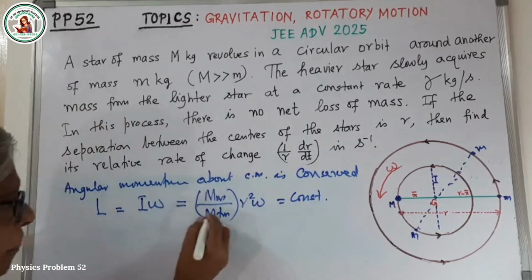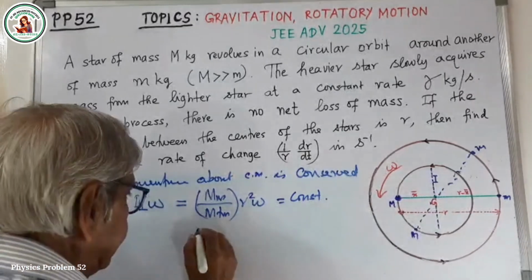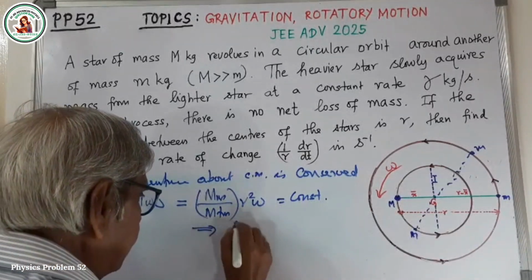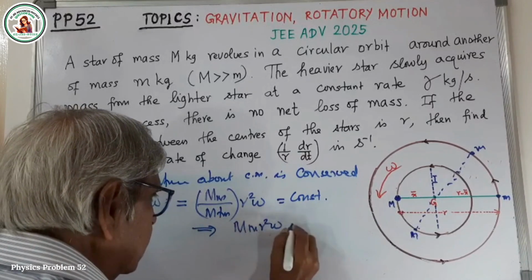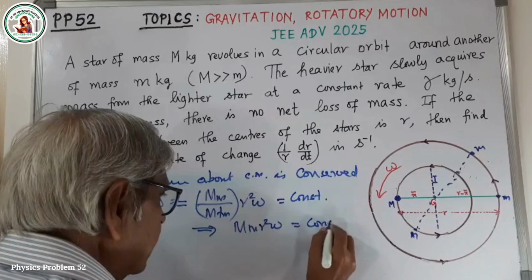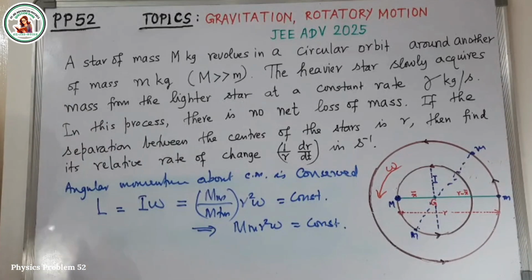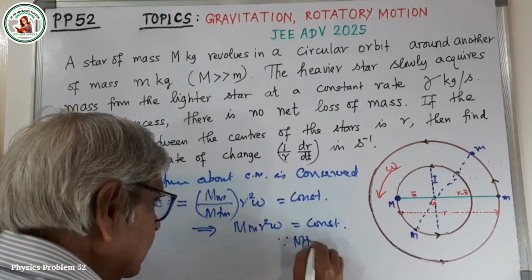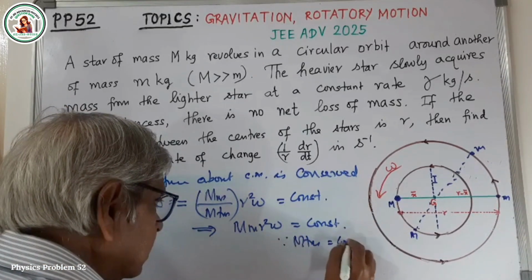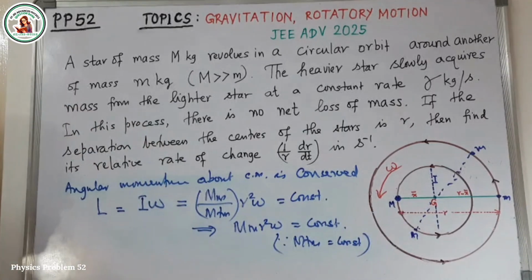So this implies M plus m is already constant. For total mass there is no change, which implies M R square omega is a constant. That will be another constant, but that expression itself is constant since M plus m is constant. M plus m equals constant. So that you can take away from the result.